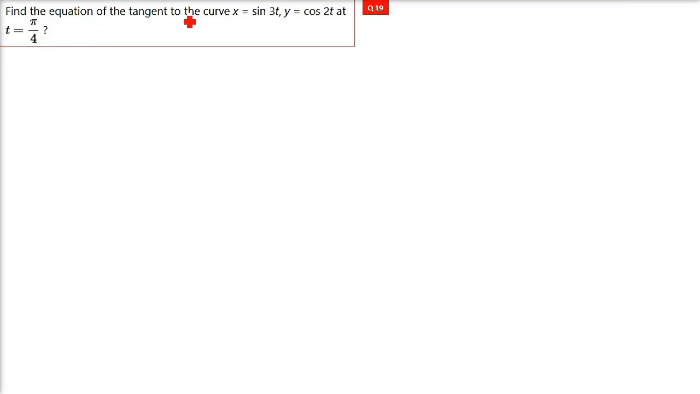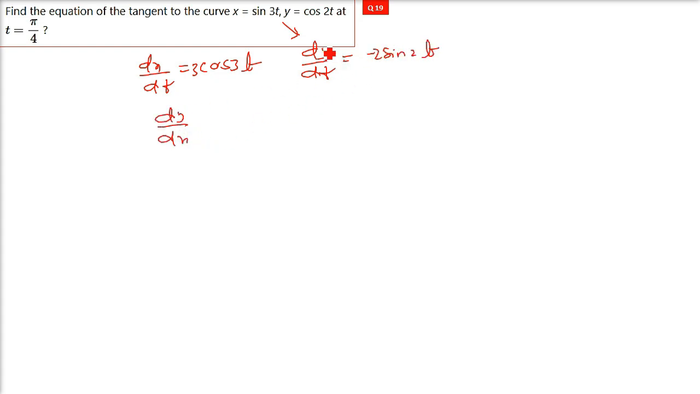Find the equation of the tangent to the curve x equals sine 3t, y is equal to cos 2t at t equals pi by 4. We have done it for pi by 4, we have done it for pi by 2, so let us attempt it again. dx by dt is 3 cos 3t, because the differentiation of sine 3t is cos 3t, and the differentiation of 3t is 3. dy by dt is minus sine 2t, and you have to differentiate 2t also, so 2 comes in front. So what is dy by dx? Just divide dy by dt by dx by dt.